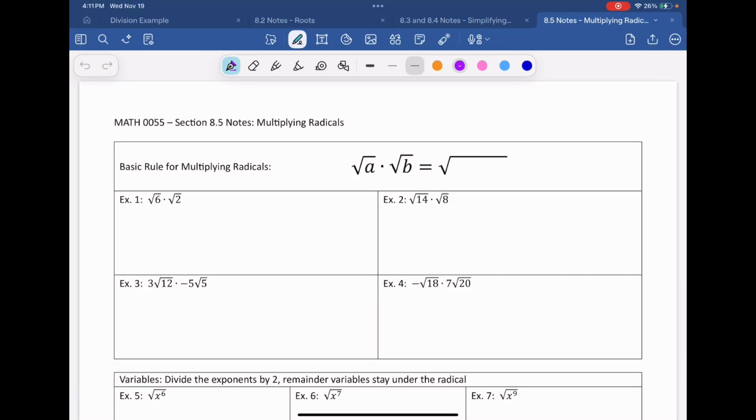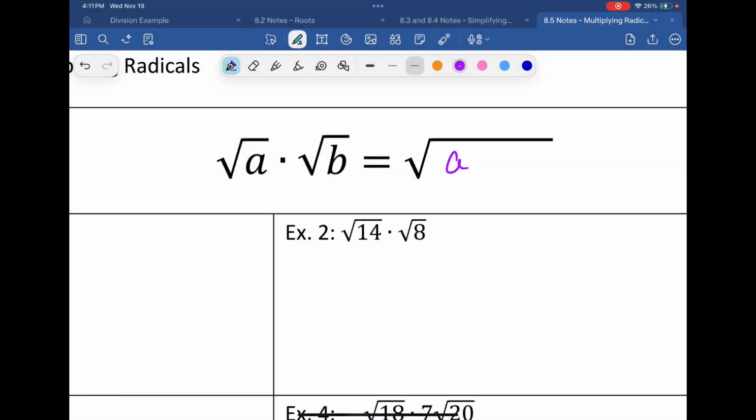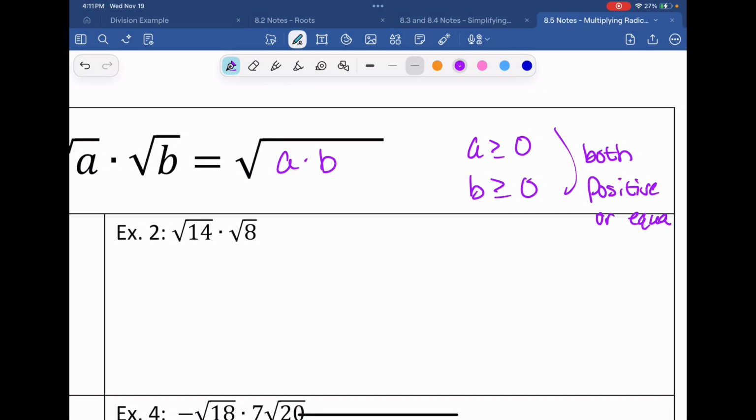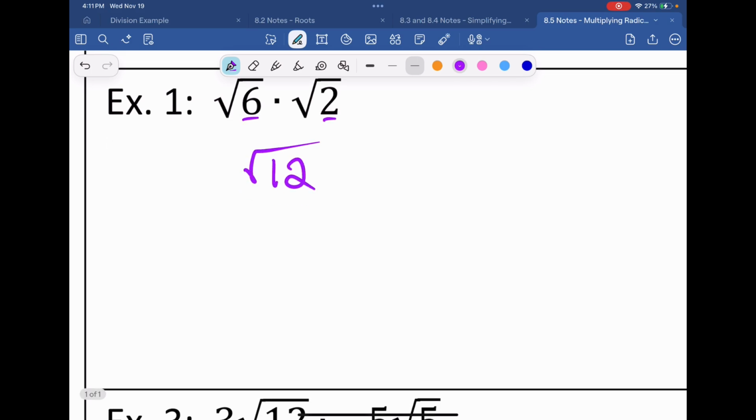All right, in this section, we're multiplying radicals together. So basic rule, if these are the same index, all you have to do is multiply the radicands together, as long as both the A is positive and the B is positive, or equal to 0. Okay, so that's a positive 6, that's a positive 2. I put those together and then simplify.